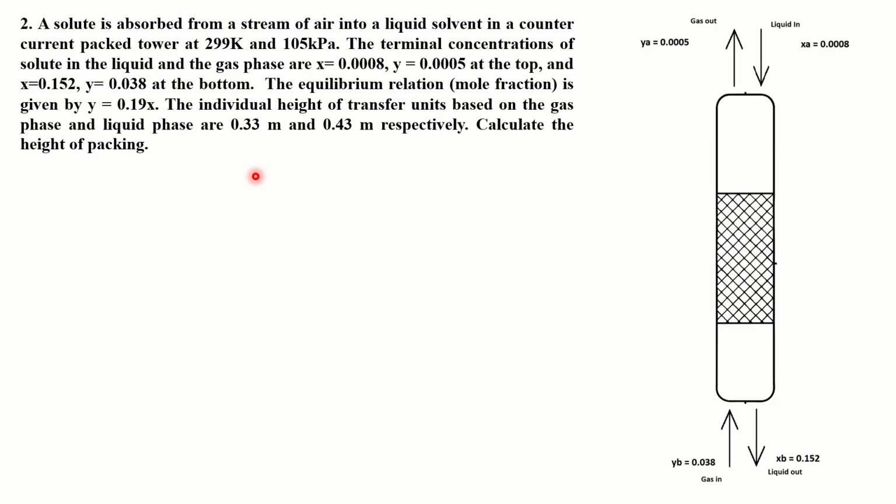In this problem statement, it is given that a solute is absorbed into a liquid solvent in a counter current packed tower. That means we are given a packed bed absorption column. In this, solute is separated by a liquid solvent at 299 Kelvin temperature and 105 kilopascal pressure. The terminal concentrations, that means at the top and bottom sections of the absorption column, the concentrations of solute are given.